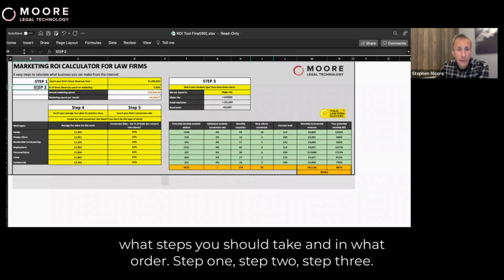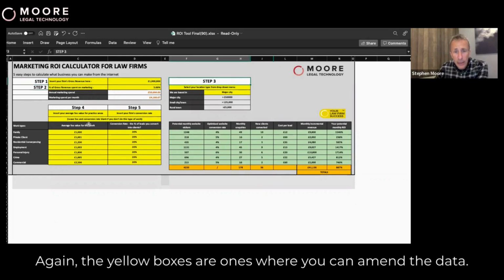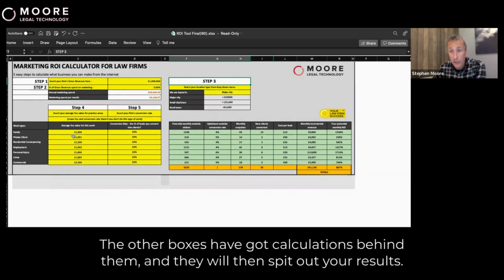It's very easy to understand what steps you should take and in what order. Step 1, step 2, step 3. Again, the yellow boxes are ones where you can amend the data. The other boxes have got calculations behind them, and they will then spit out your results.